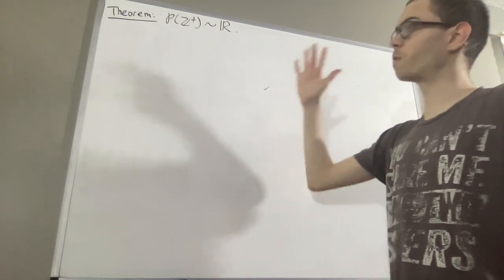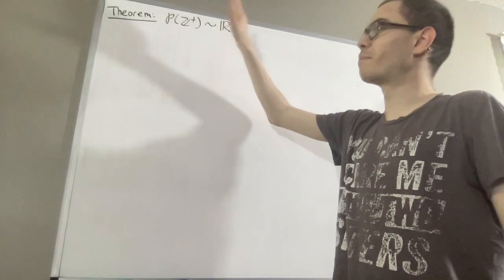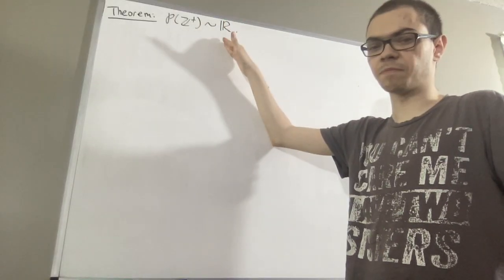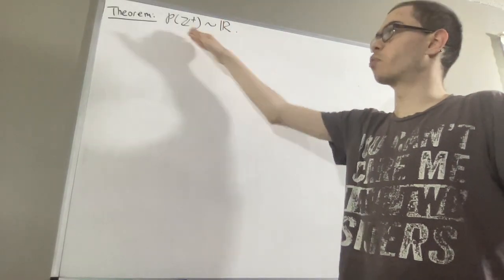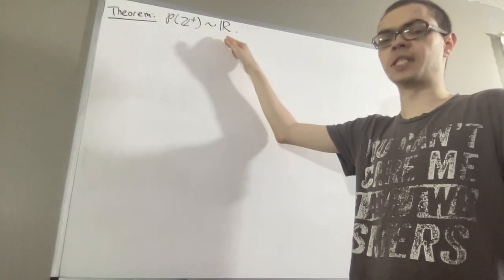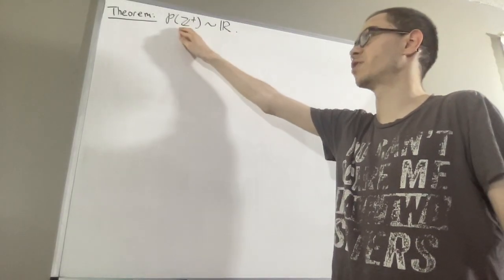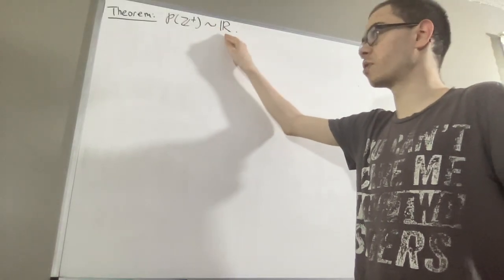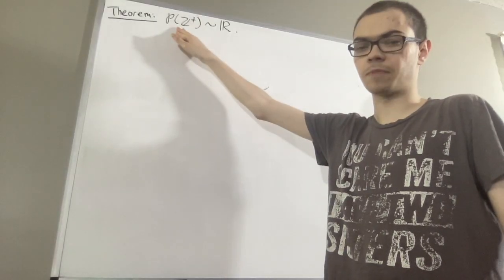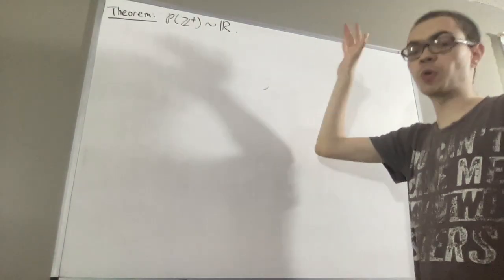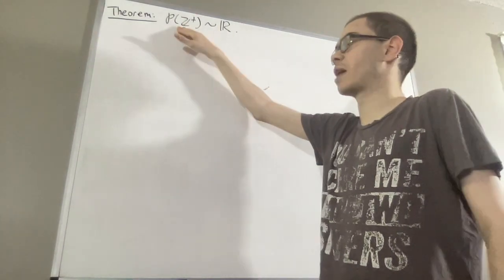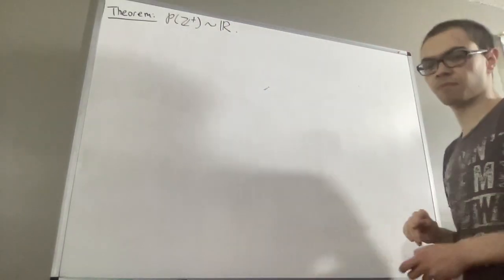Hello! In this video, we are going to prove the following theorem. There is a bijection from the power set of the positive integers to the real numbers. Now, to prove this, we are going to prove that there is an injective function from the power set of the positive integers to the real numbers, and then we're going to prove there is an injective function from the real numbers to the power set of the positive integers. Because then, by the Cantor-Schroeder-Bernstein theorem, that implies that there exists a bijection from the power set of the positive integers to the real numbers.